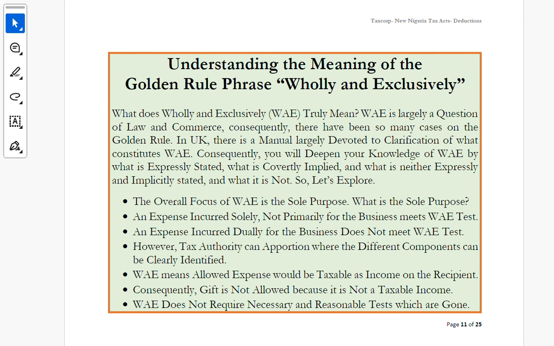An expense incurred dually for the business does not meet the wholly and exclusive test. However, the tax authority can apportion where the different components can be clearly identified and separated. Wholly and exclusive also means allowed expenses will be taxable as income on the recipient. Consequently, a gift is not allowed because it is not a taxable income. Wholly and exclusive does not require necessary and reasonable tests, which have been expunged from the Tax Act.